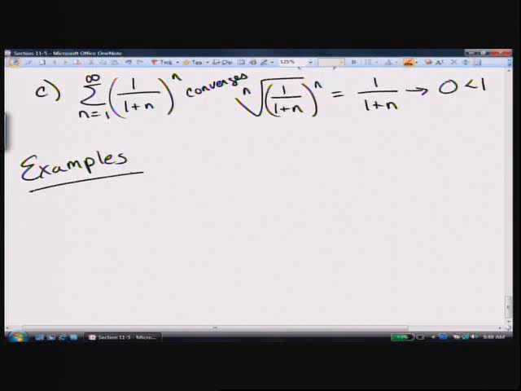Here's one. Let's do one with e. I love e. So this is from the textbook exercise.